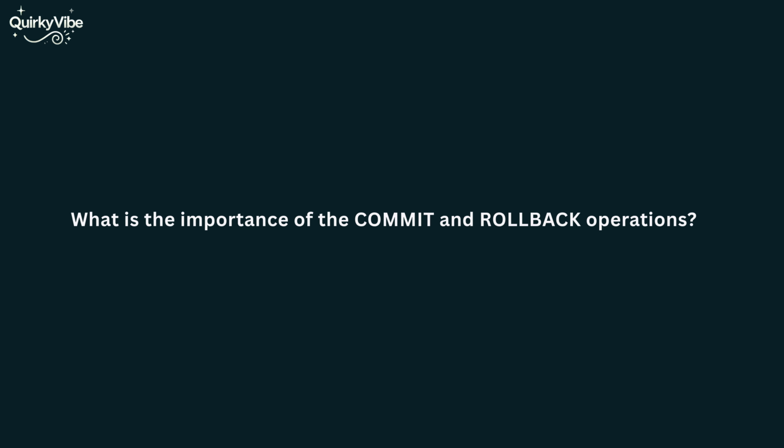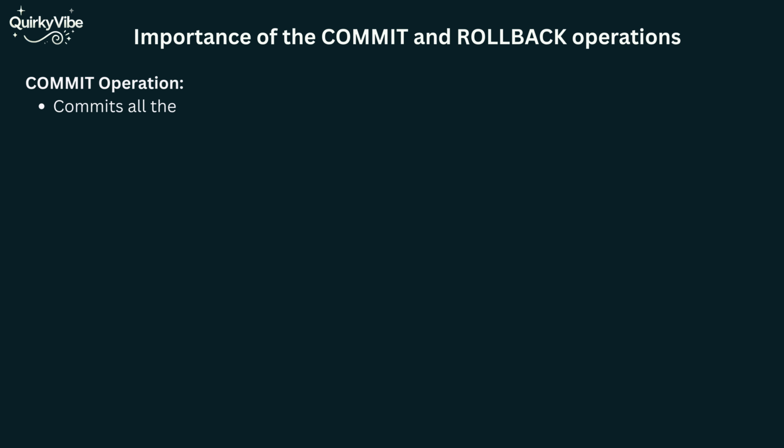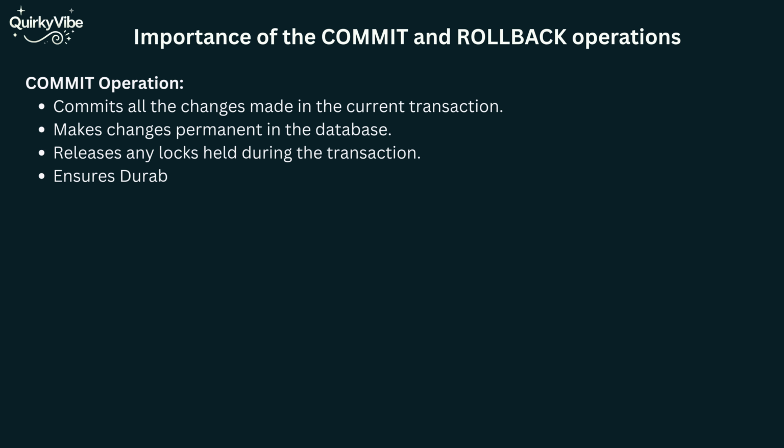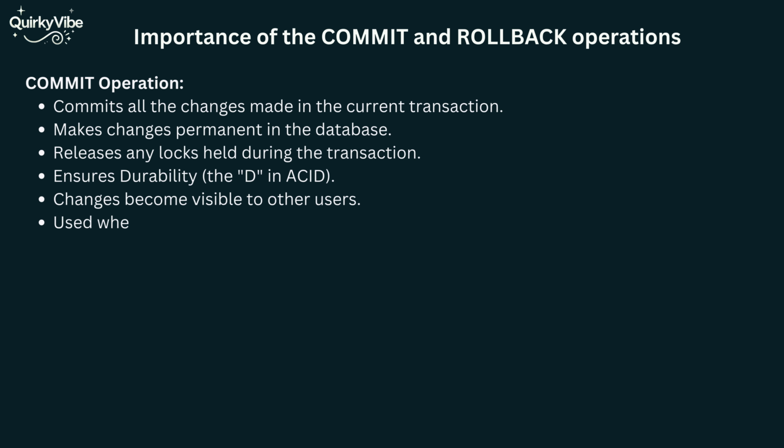What is the importance of the commit and rollback operations? Commit operation commits all the changes made in the current transaction. Makes changes permanent in the database. Releases any locks held during the transaction. Ensures durability, the D in ACID. Changes become visible to other users. Used when a transaction completes successfully.